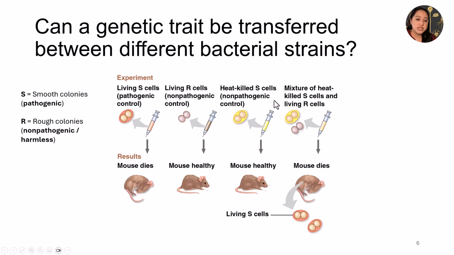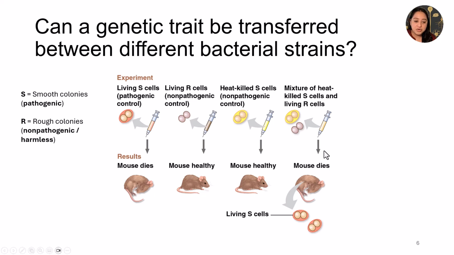And then he killed some of the S cells, the pathogenic ones. And if he were to inject that into a mouse, because it was effectively heat killed, the mouse was healthy. It's fine. But if he mixed the heat-killed S cells with the living R cells, then the mouse died. And so he was like, what is up with that?